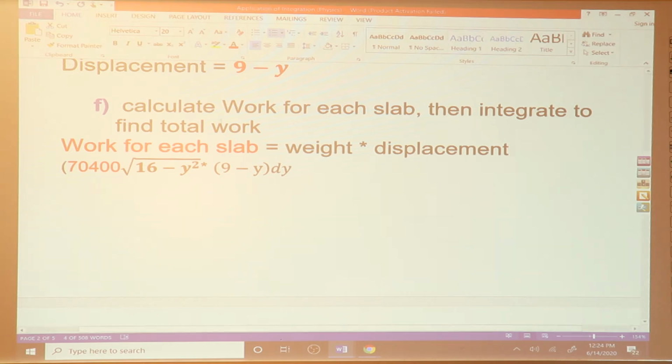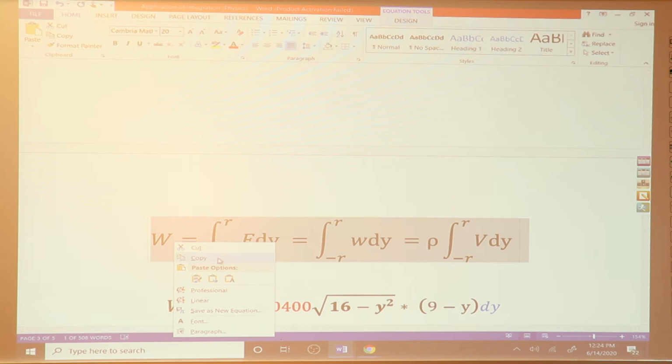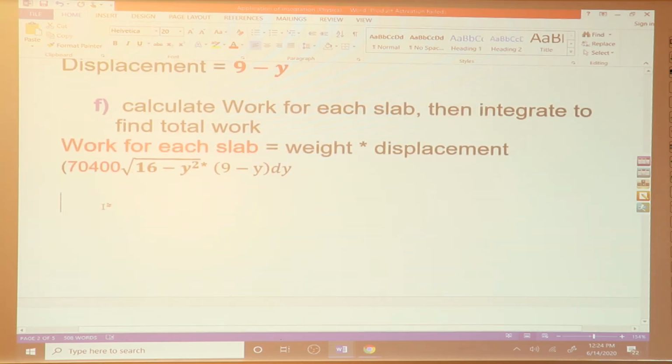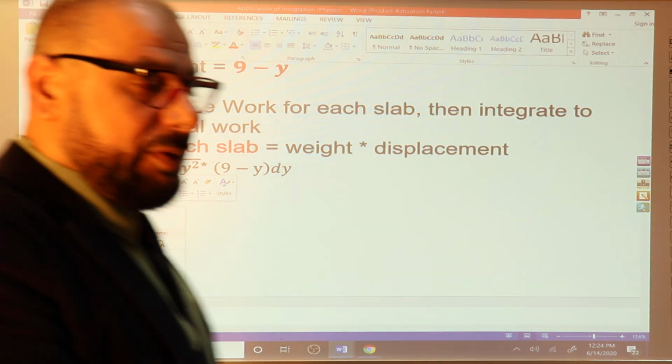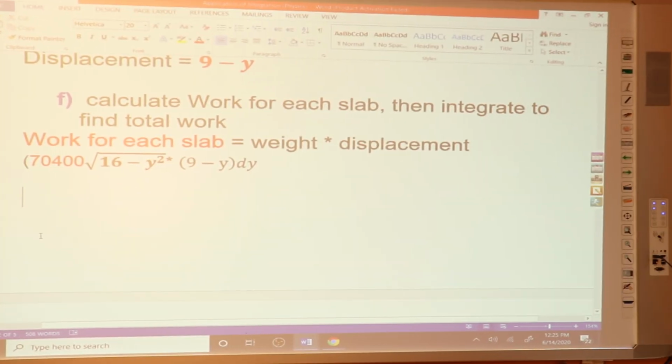Work equals integration for a fluid, especially for a fluid. Copy. Can you control V? Control V. I'm going to do it here. I have the mouse. I'm going to show you some books. They write the formula for the work.